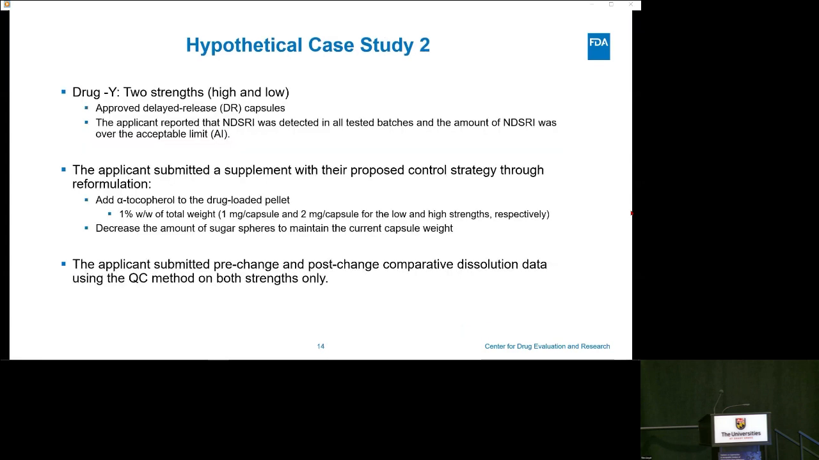In case 2, we have an approved delayed release capsule, drug Y, which comes in 2 strengths. The applicant reported that NDSRIs were detected in all tested batches, exceeding the acceptable limit. The applicant proposed reformulation as the mitigation strategy in their supplement. The applicant proposed to add alpha-tocopherol to the drug-loaded pellet and decrease the amount of sugar spheres to compensate for the amount of alpha-tocopherol. The applicant included pre-change and post-change comparative dissolution data using QC method for both strengths.